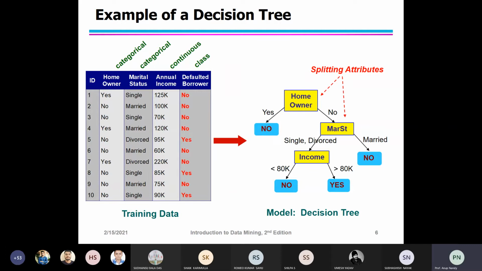So if you find records that have different characteristics, you need to apply an attribute test condition. Suppose in the example of mammals and non-mammals, you take the body temperature. Body temperature is an attribute, so it will separate the warm-blooded vertebrates from the cold-blooded vertebrates.